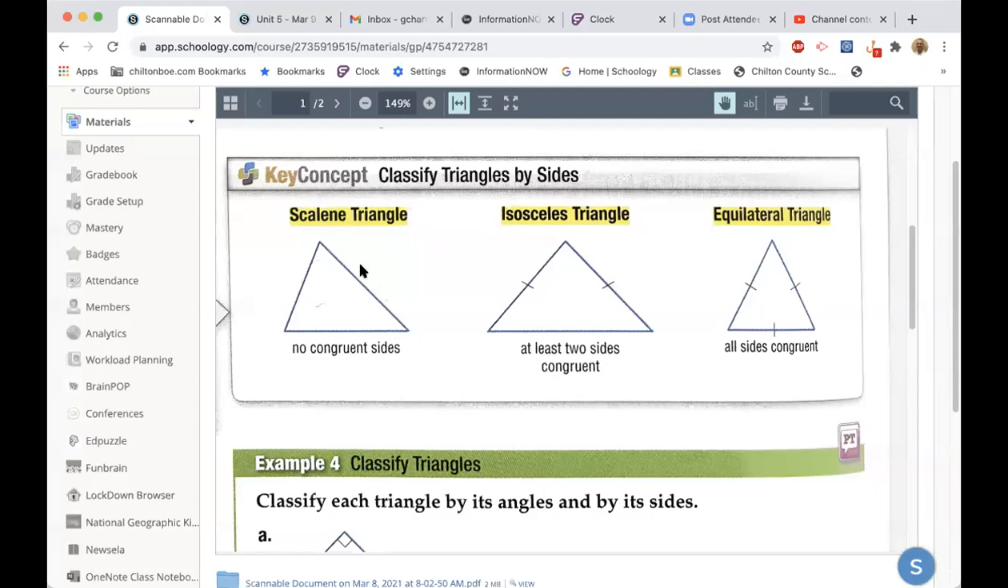A scalene triangle has no sides congruent, which also means you have no angles congruent. An isosceles triangle has two sides congruent, which means you have two angles congruent. And an equilateral triangle has all sides congruent, which means you have three congruent angles as well. All equilateral triangles are 60, 60, 60 triangles.